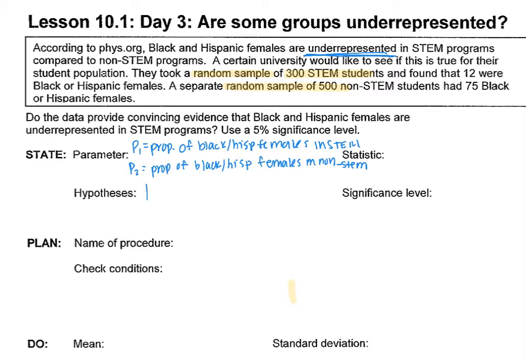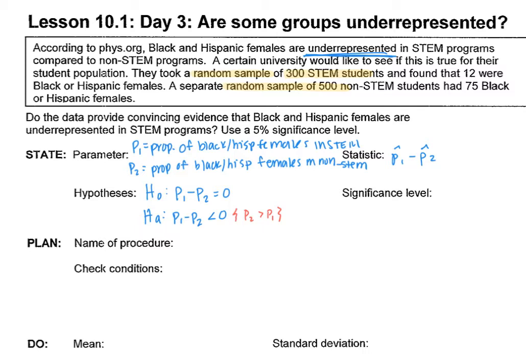So our null hypothesis is P1 minus P2 equals 0. There is no difference between the proportion of females in STEM and the proportion of females in non-STEM. And this website suspects that they're underrepresented in STEM, so that means P1 minus P2 would be less than 0, implying that P2 was greater than P1. And so we're going to use these statistics, P hat 1 minus P hat 2. We care about the difference in the proportions, and we can go ahead and calculate that so we have that information for later use.